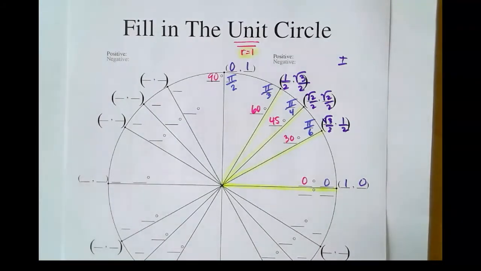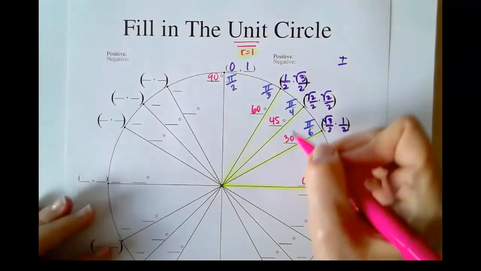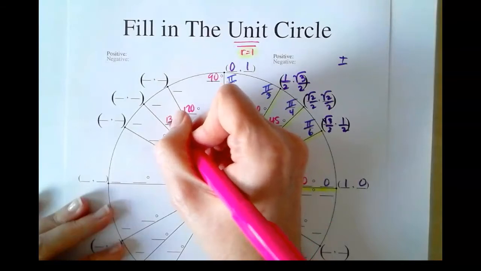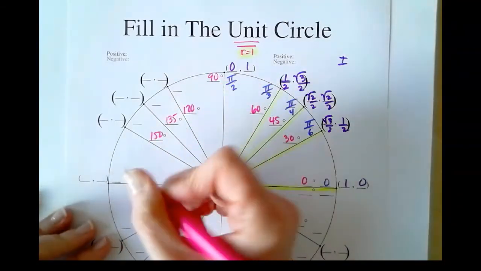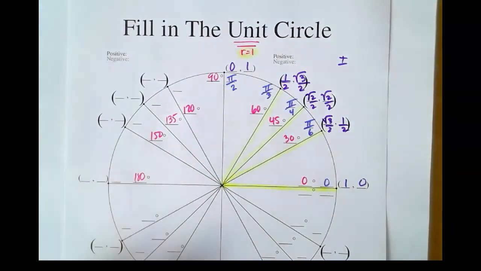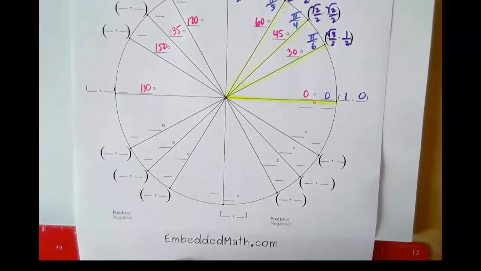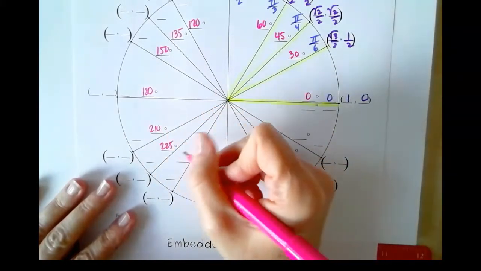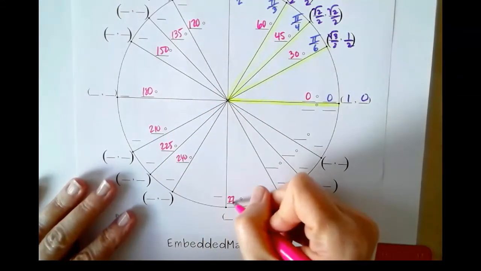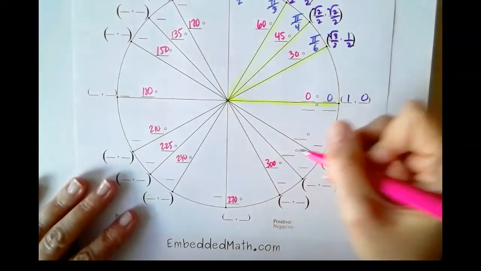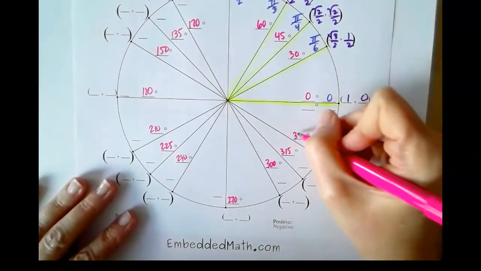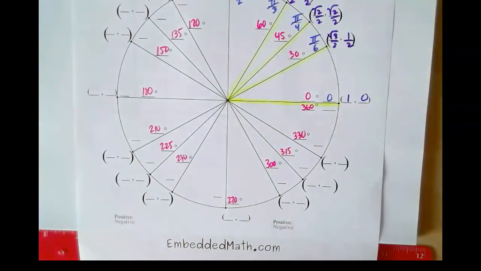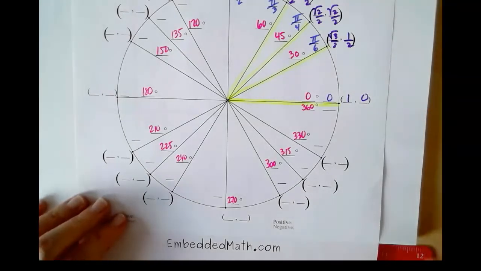But before we do that, let's fill in the rest of the degrees. 30, 45, 60, 90, 120, 135, 150, 180. Let's keep going into the bottom quadrants. So 180 plus 30 is 210, 225, 240, 270, 300, 315, 330, and then finally 360. 360 degrees being one full rotation, one full revolution.